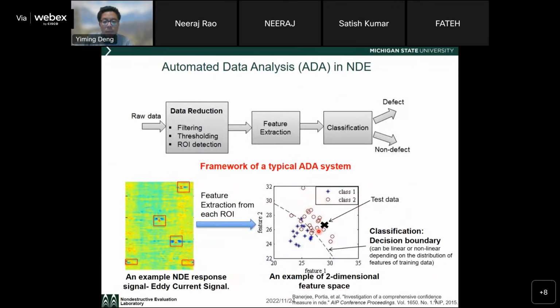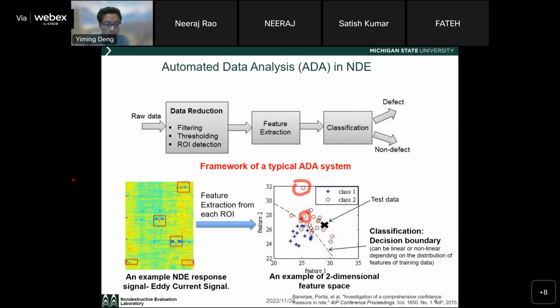I can have two data points. One is on the boundary and one is far away from the boundary. Both of them can be classified as non-defect, for example this one and this one. But you want to know what the difference between them is, right? So we can introduce confidence metrics to tell the difference.